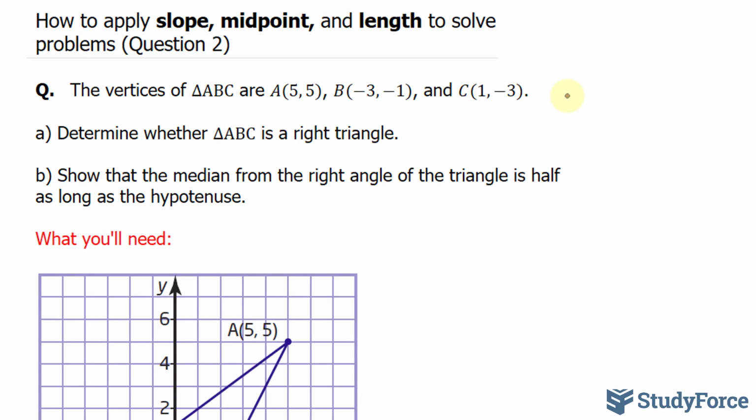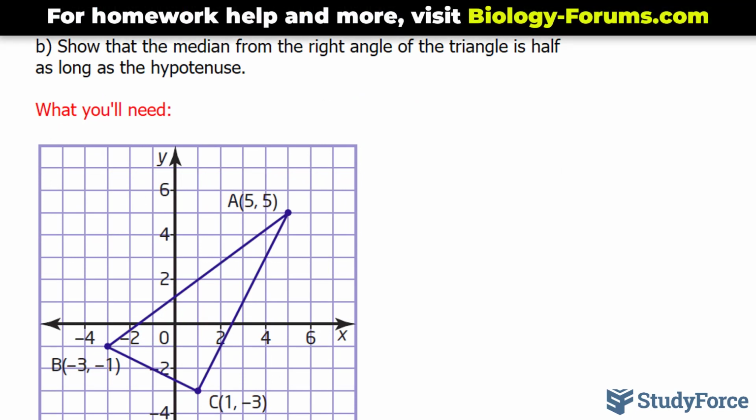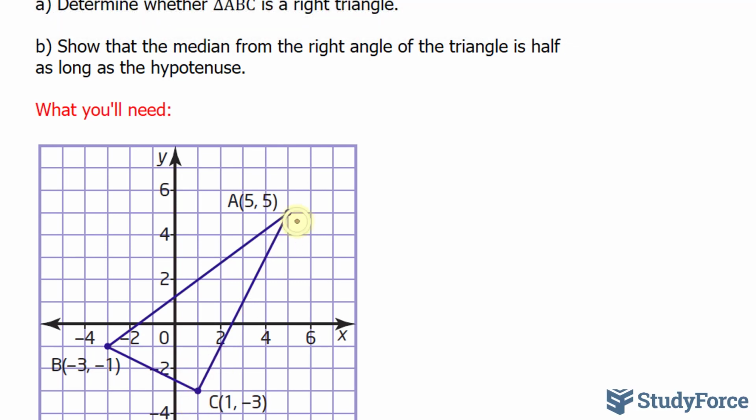We'll start with question A, where we determine whether it's a right angle. Now, to do that, what we have to do is find out if the slope of BC is the negative reciprocal of the slope CA. Because only when the slope is the negative reciprocal is when it's at a 90-degree angle. And by definition, that's a right angle triangle.